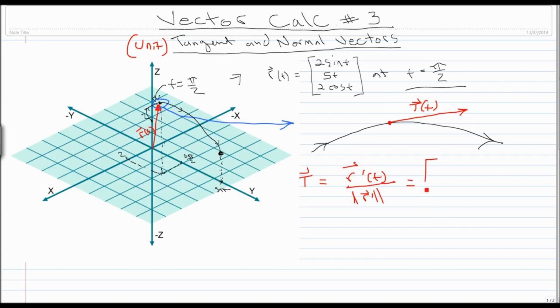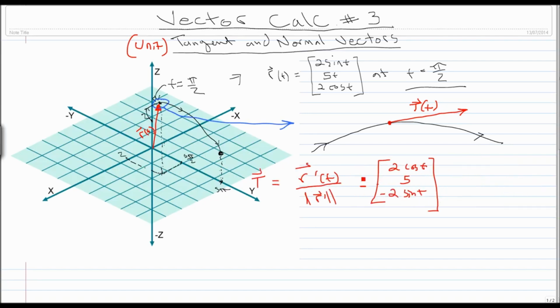I'll take the derivative first. So the derivative of the x component is just 2 cos t. The derivative of the y component is 5, and the derivative of the z component is 2 sin t. And when I divide by its length, let me move it over here and give me a little more room. Okay, so the first component squared, 4 cos squared t, plus the second component squared, plus the third component squared.